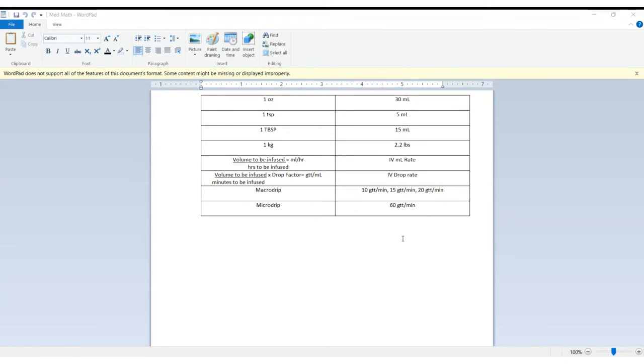Your professor should designate in the question if they want macro drip, and they should say which one it is. The safest bet is 10 GTT per minute if your professor hasn't said. But macro drip can be either 10, 15, or 20. So you're multiplying the total volume over the minutes to be infused times the drop factor, and you're going to end up with your number. Any questions so far?